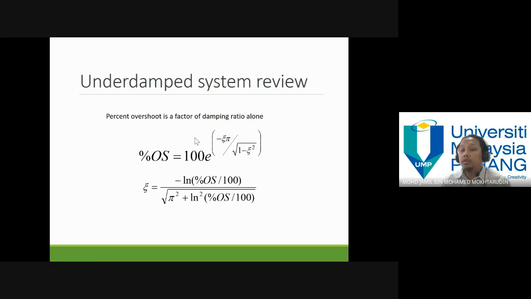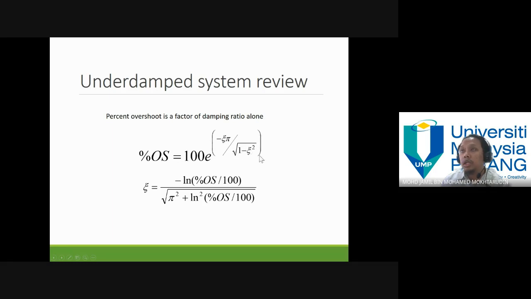Before we go into learning what a compensator is and how to design one, let's review a bit about second-order systems, specifically underdamped systems. For an underdamped system, you need to know a few formulas by now. The first formula is the percent overshoot, given by percent overshoot equals 100 times e to the power of negative damping ratio times pi divided by the square root of 1 minus damping ratio squared.